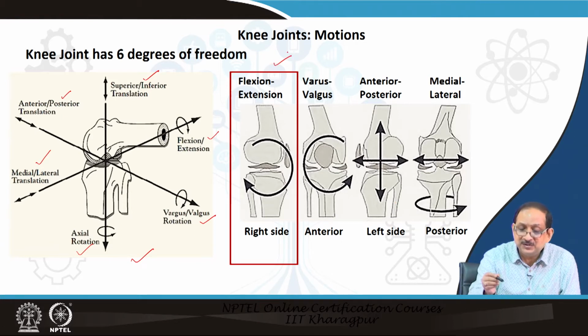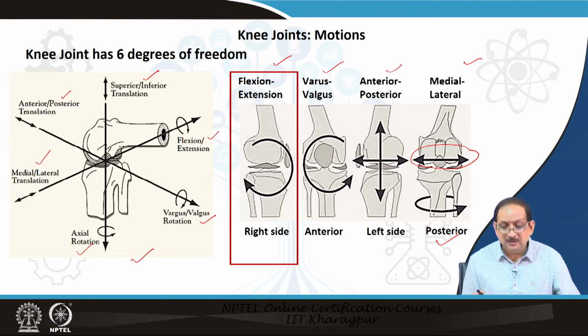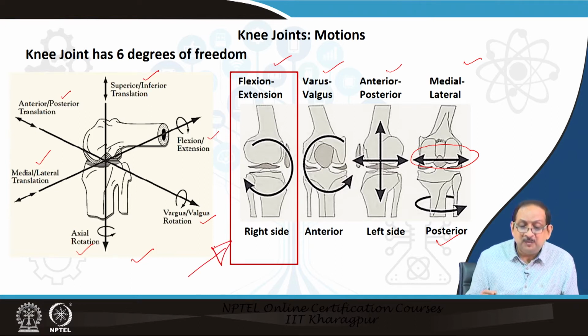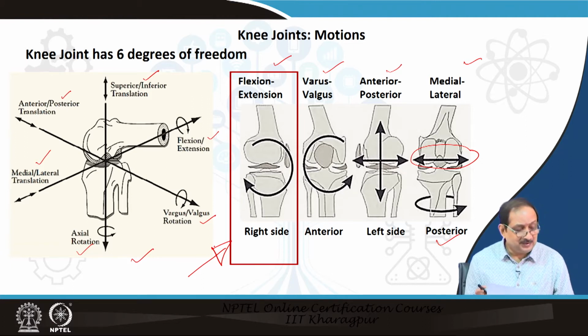Here we see the flexion extension, the rotational degrees of freedom, and the varus valgus rotation. The anterior posterior translation is indicated here in this figure, and the medial lateral translation is also indicated here, as well as the axial rotation about the vertical axis. However, the predominant movement of the knee joint is flexion extension.